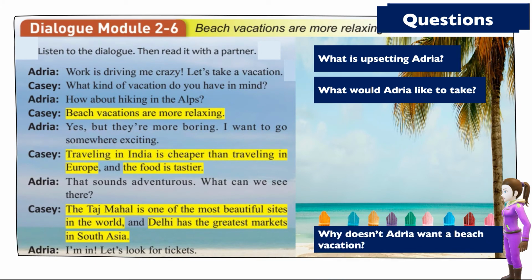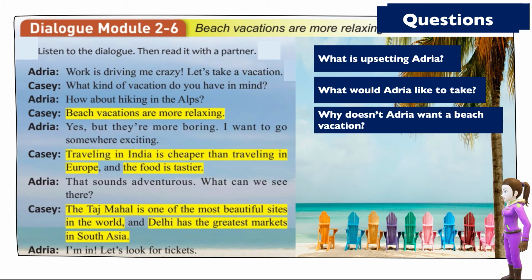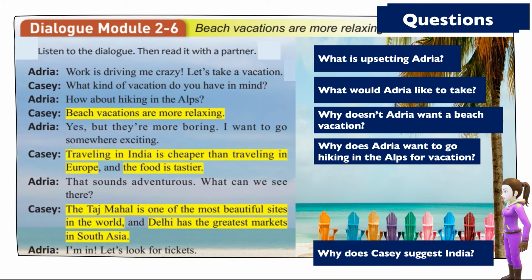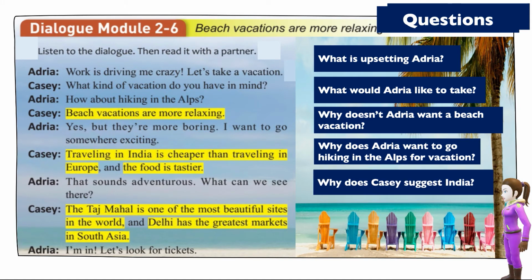Very nice. Why doesn't Adria want a beach vacation? Because she thinks beach vacations are boring. Very good. Why does Adria want to go hiking in the Alps for vacation? Because she thinks hiking in the Alps is more exciting. Is more exciting. Okay, but good, excellent. Why does Casey suggest India? Casey thinks traveling in India is cheaper than traveling in Europe, where the Alps are. And the food in India is tastier than the food in Europe. Yeah, more delicious. Very good.